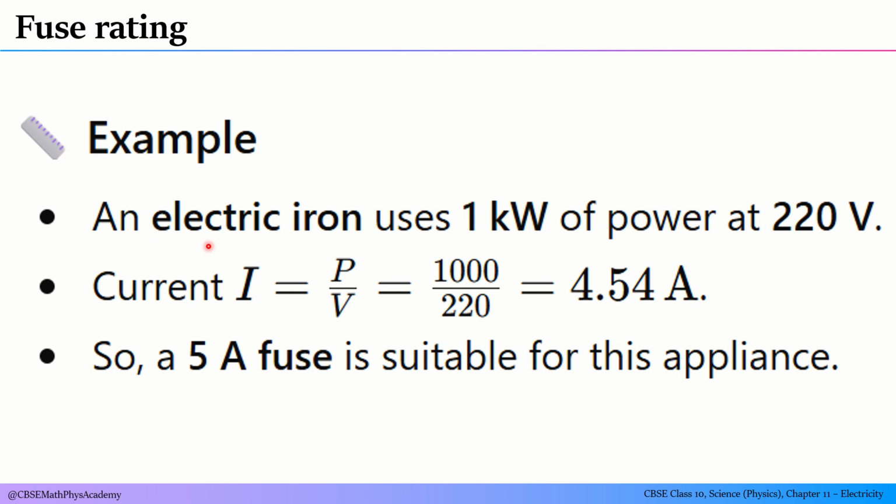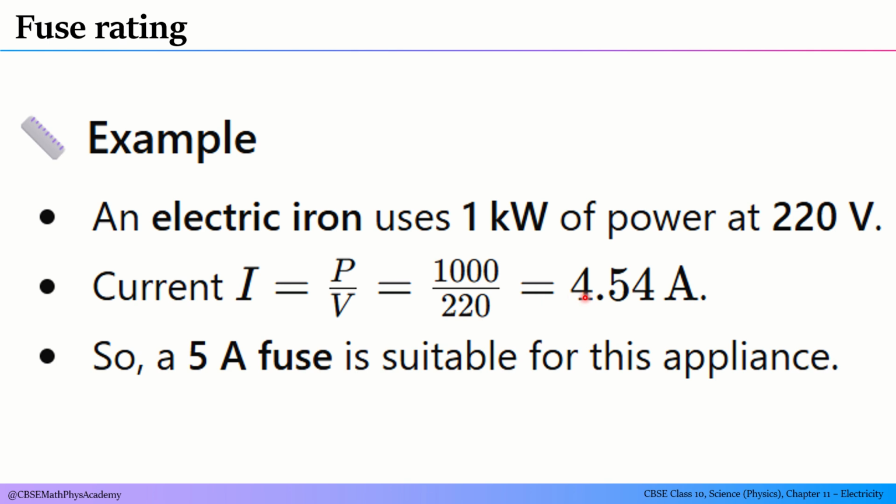So how do you calculate the fuse rating? Take an electric iron of 1000 watt power at 220 volts. In India, the potential difference is 220 or 230 volts. Power is equal to V into I, so the current I is equal to P by V. Power is 1000 watts and voltage is 220 volts. When you divide, you get the current that passes through the circuit as 4.54 amperes.